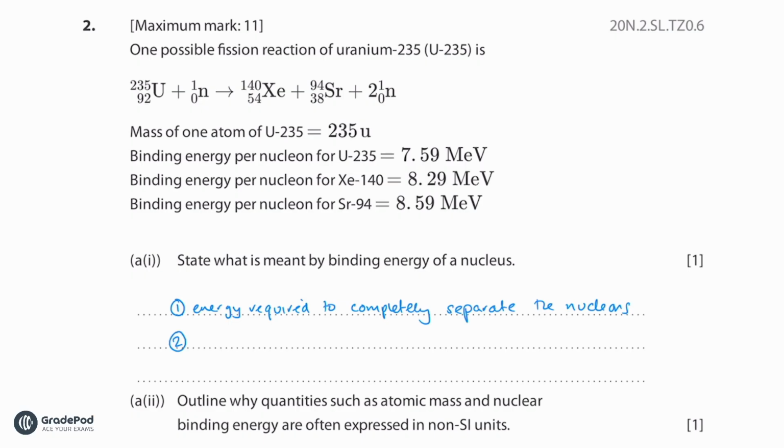And the second way to memorise it is looking at the energy released when it's formed. So the second definition is the energy released when a nucleus is formed from its constituent parts. It's up to you which one you tend to memorise. I go with this one usually because it's easier and quicker.